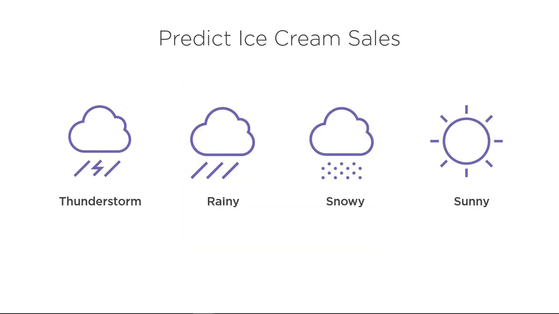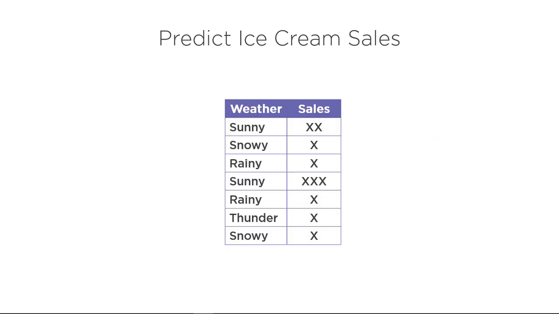Take another example. Here, we predict ice cream sales from the forecasted weather on any day. We have some historical records on the sale of ice cream.